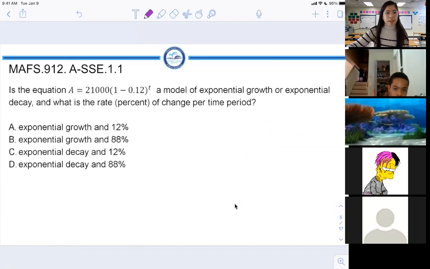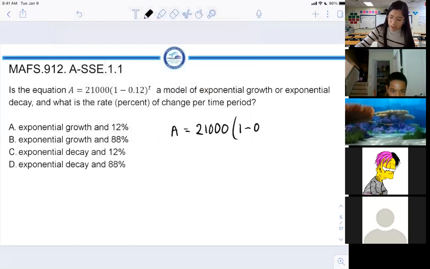Tyrone, decay. Perla, 12%. You guys are trying to see who gets it first, right? That's good. I love the competition. Okay. Yes, correct. This is decay.